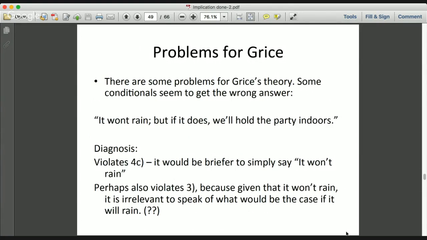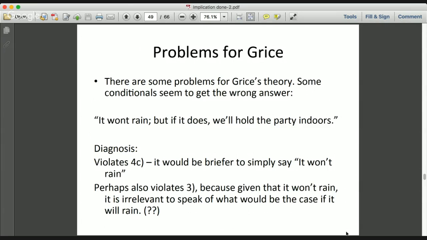Okay, great. So there are problems for Grice's theory, though, right? So some conditionals seem to get the wrong answer. So it won't rain, but if it does, we'll hold the party indoors. Well, that seems to violate 4C because it would be briefer to say it won't rain. Perhaps it also violates 3 because given that it won't rain, it's irrelevant to speak of what would be the case if it will rain, possibly. But it seems like we should find that conditional weird because it's violating the rules that the other ones seem to do. But we don't find that one weird.